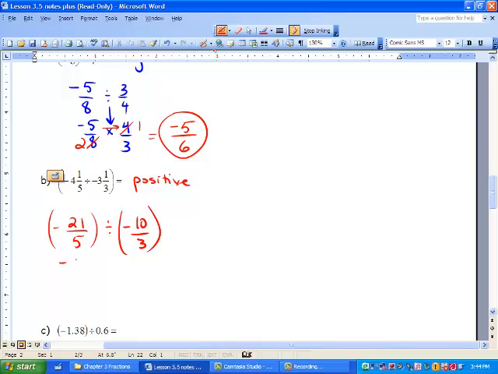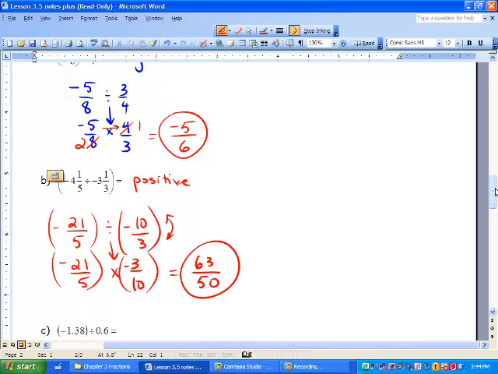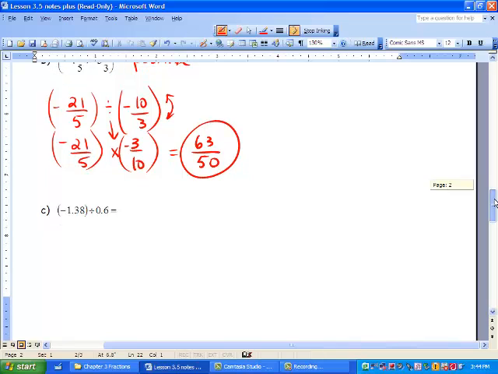Now we're going to get our negative 21/5, and we're going to switch our sign, and we're going to flip, or use the reciprocal of negative 10 over 3, and we get 3 over 10, and the whole thing is still negative. Now we can't cross cancel any of these. So we're going to go negative 21 times negative 3, and we get positive 63 over 5 times 10 is 50. And we can't reduce that down anymore. That is our answer.